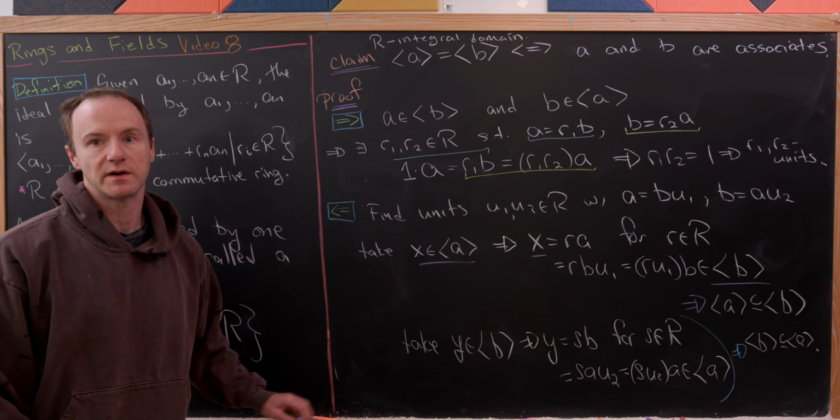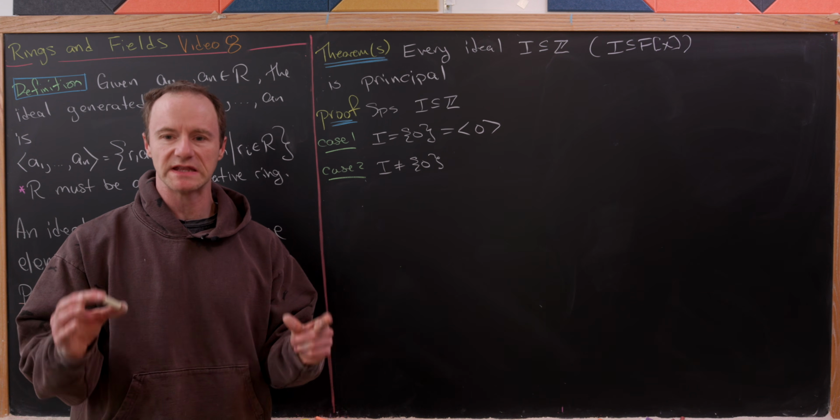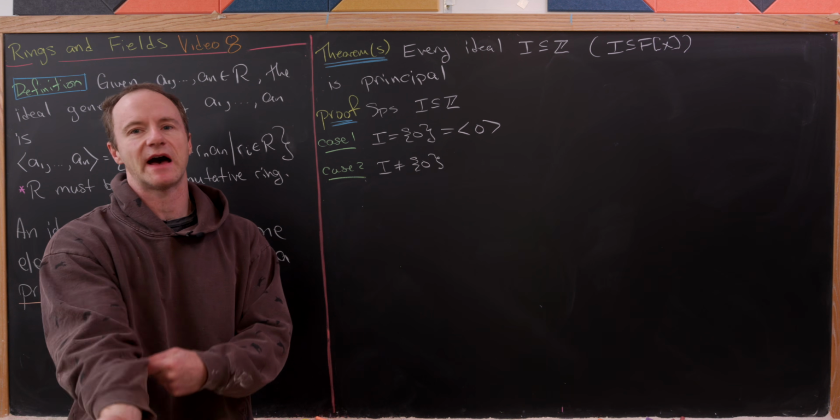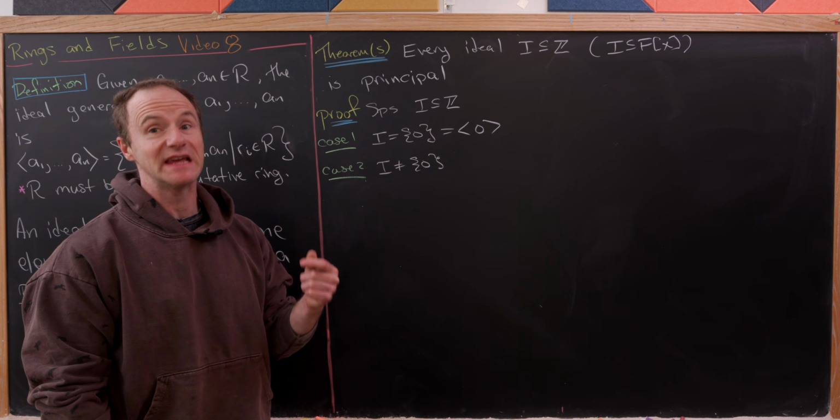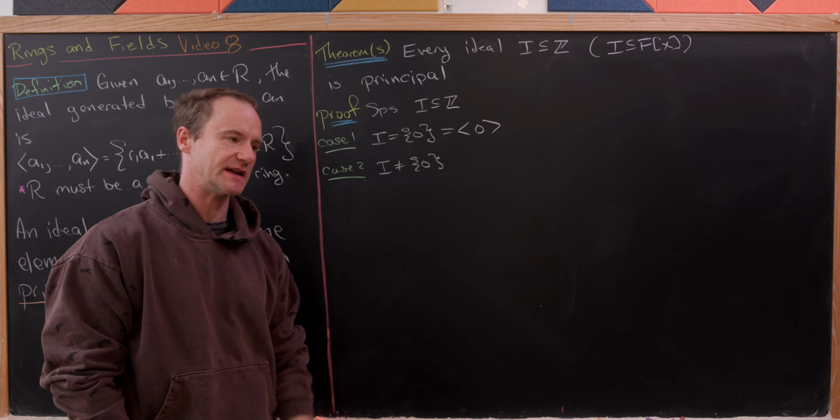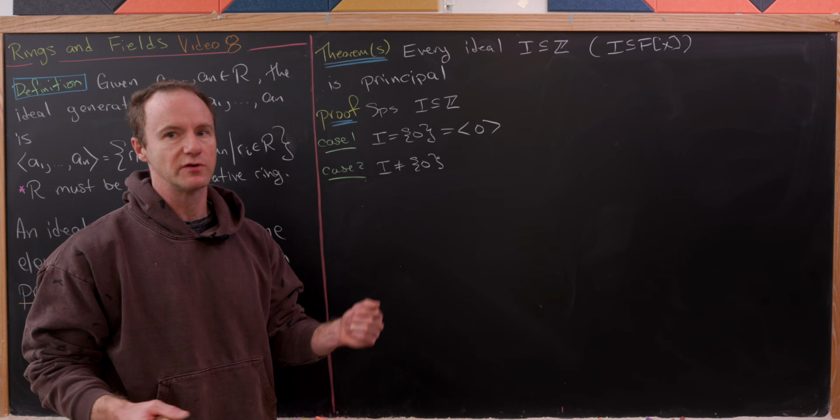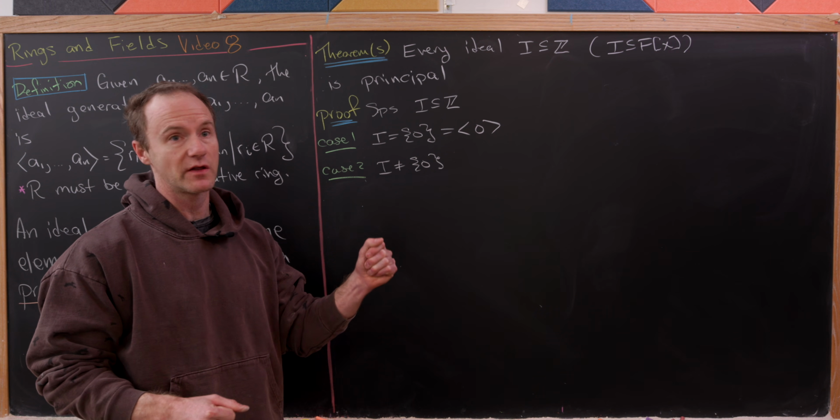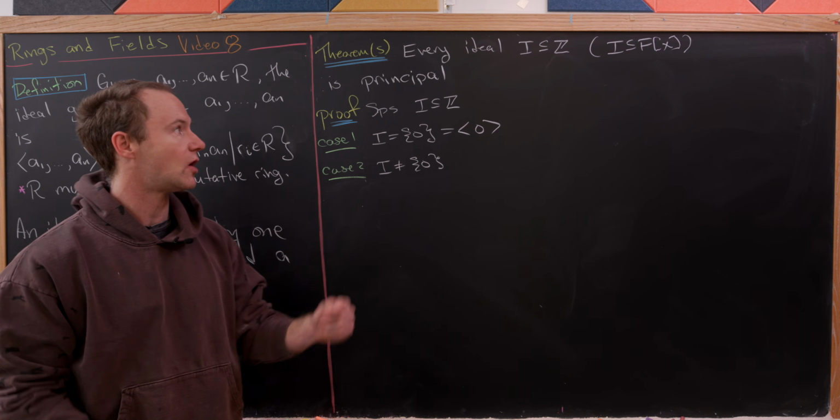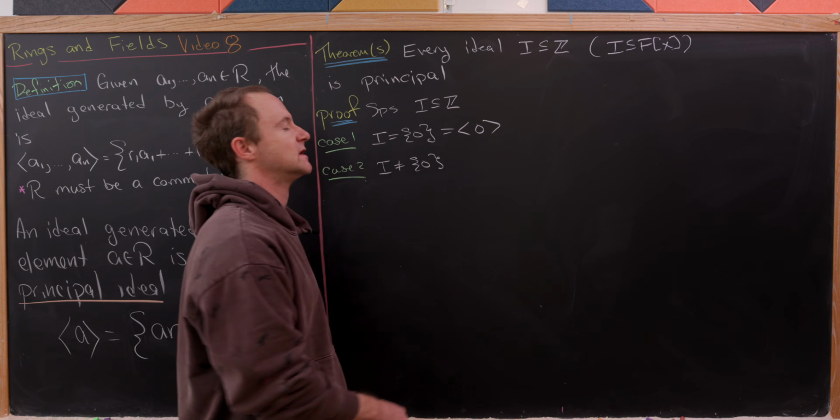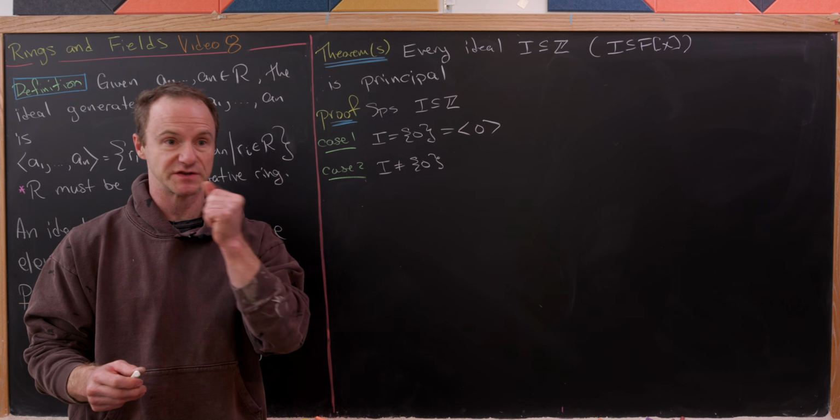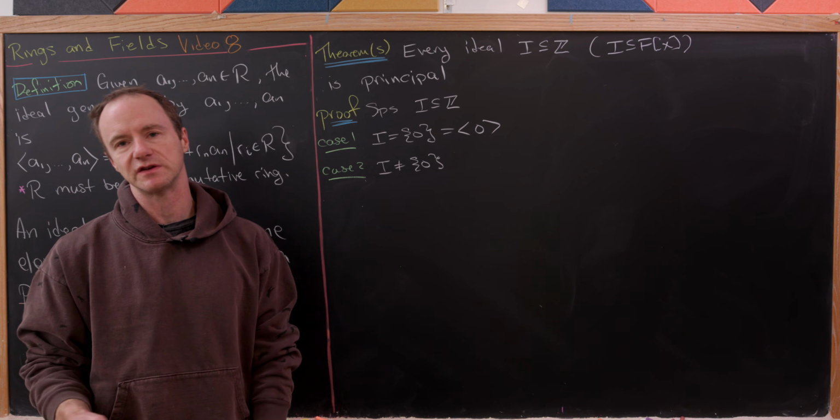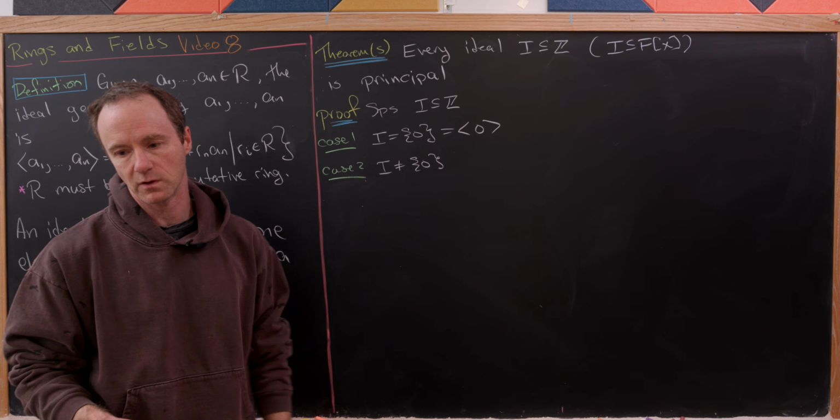Okay, so let's move on. Now I've got two related results that we're going to do back to back. The first one is that every ideal of the integers is a principal ideal. And then we're also going to prove that every ideal of a polynomial ring over a field is also a principal ideal. And so that keeps building together these parallels between integers and polynomials over fields that we mentioned before.